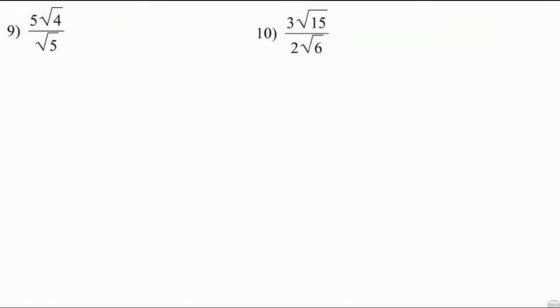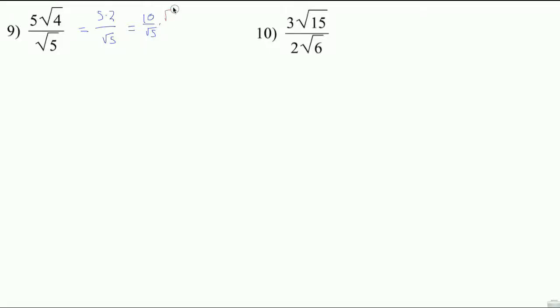Moving on to the next ones. Number 9, once again, we have a perfect square here. So this is really just the square root of 4 is 2. So right off the bat, we have 10 over root 5. But we remember that we cannot keep a square root in the denominator to have it in simplified form. When we just have one term down here, no plus or minus, we can simply multiply by a form of 1.